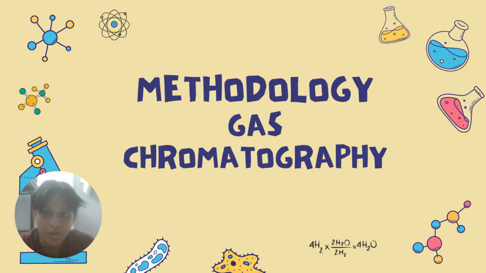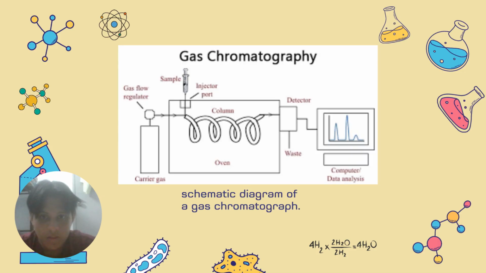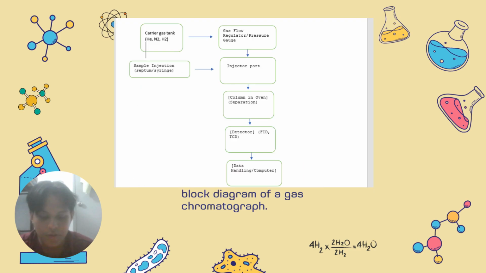Methodology of gas chromatography. As we can see here, this is a schematic diagram of a gas chromatograph, which consists of a gas flow regulator, carrier gas tank, sample, injector port, column inside the oven, detector, waste, and computer for data analysis. This is a block diagram of the gas chromatograph, which shows the flow of the gas chromatograph function.